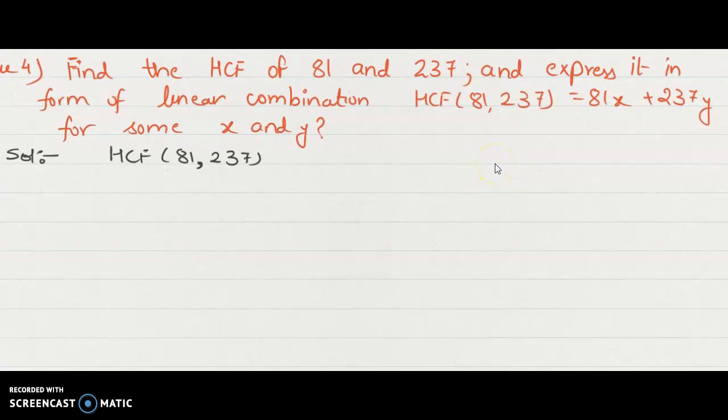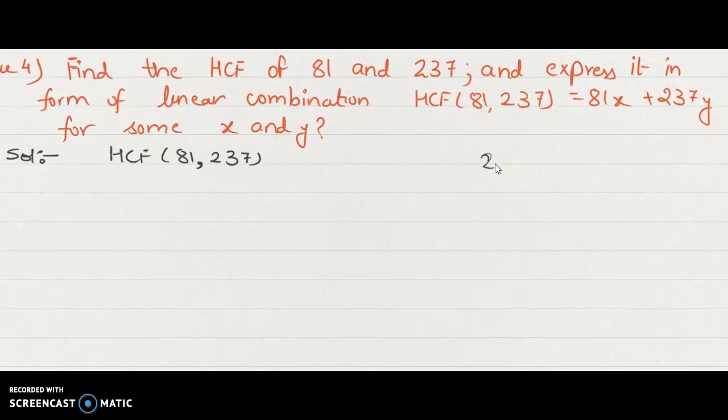Here, find the HCF of 81 and 237 and express it in the form of a linear combination of 81x and 237y for some x and y. Here we are going to use the long division method to find the HCF, where the largest number is 237 and the smallest number is 81.